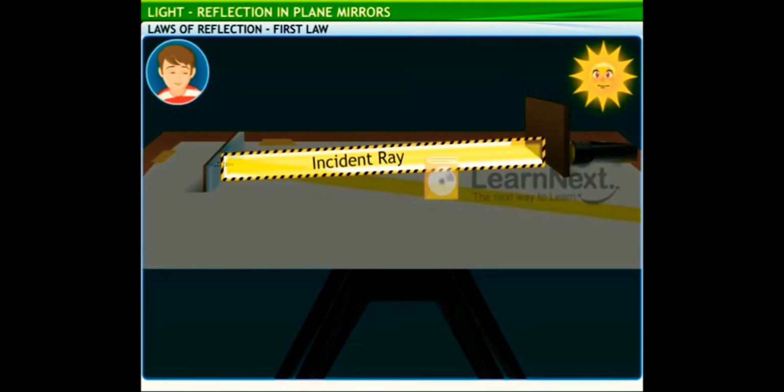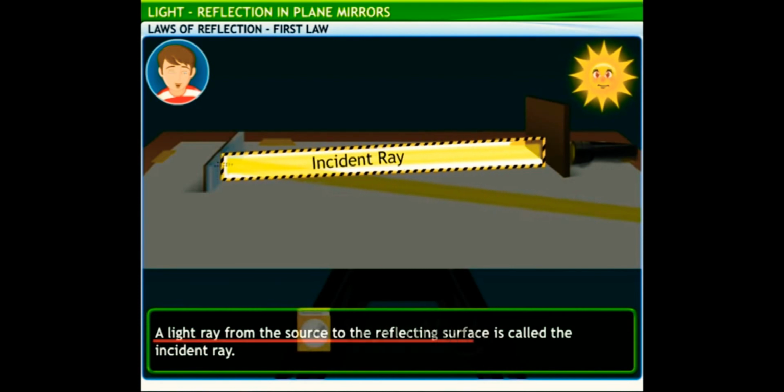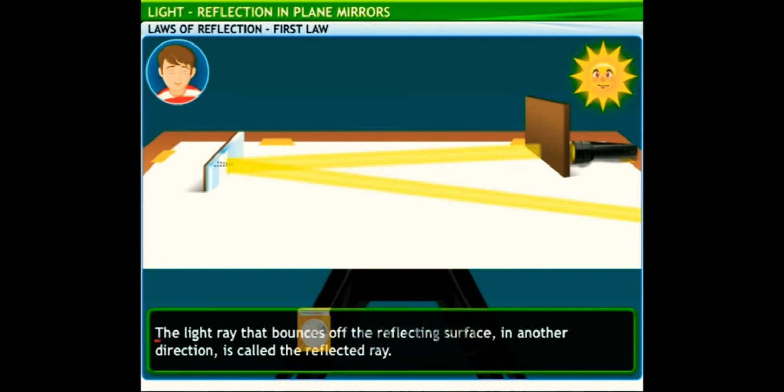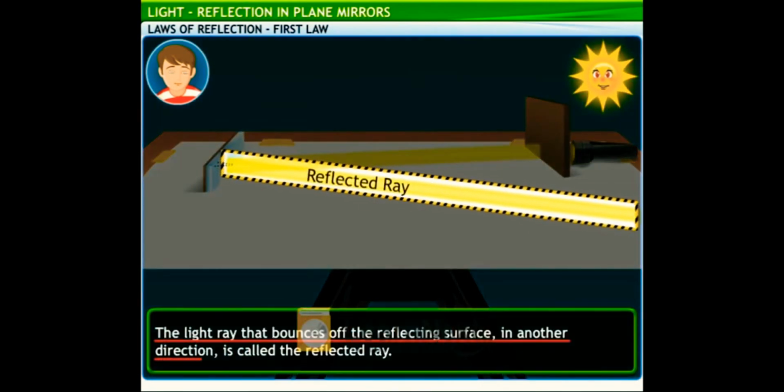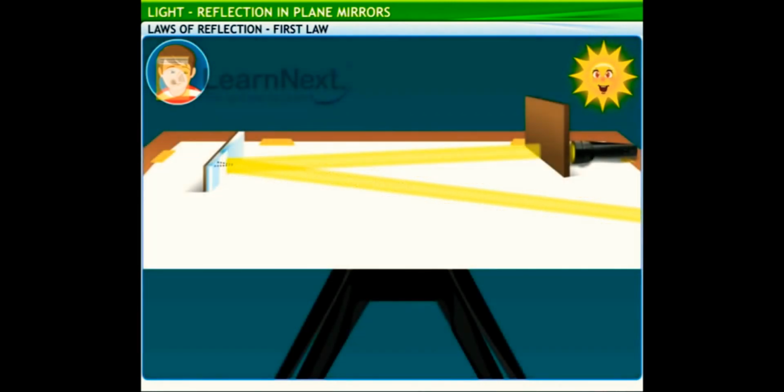The light ray from the source to the reflecting surface is called the incident ray. So in this case, the light ray from the torch hitting the mirror is the incident ray. That's right. The light ray that bounces off the reflecting surface in another direction is called the reflected ray. Are you referring to the ray that is reflected back from the mirror? Exactly. Let's continue with our activity.